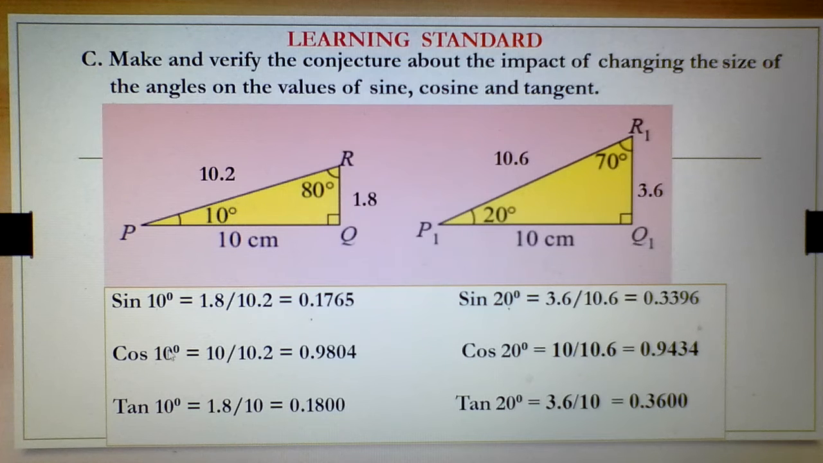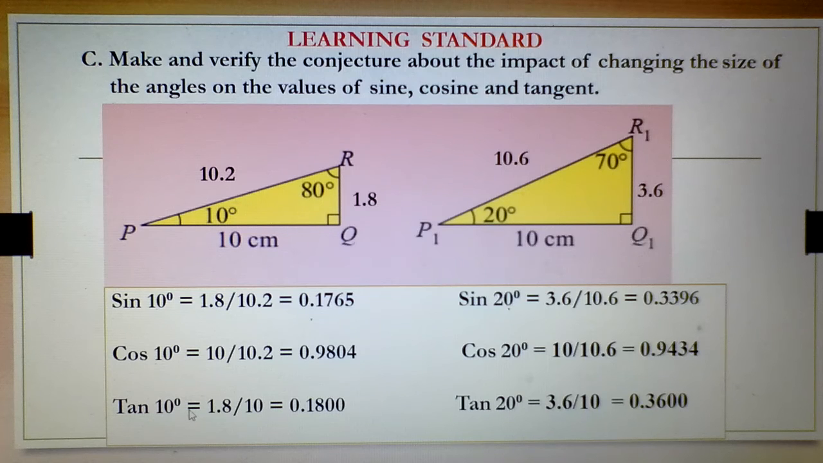Okay, now we look at cos. Cos 10 degrees equivalent to adjacent divided by hypotenuse. So 10 divided by 10.2, so equivalent to 0.9804. Okay, now let's look at the second triangle, cos 20, 10 divided by 10.6, so it becomes 0.9434. So what happened? For cos, as the angle increases, the value of cos decreases. So you can see it becomes smaller. Okay, so it's not the same as sine. For cos, as the angle increases, the value of cos decreases.